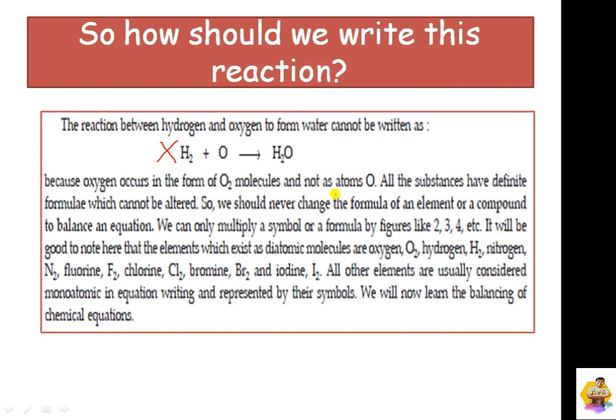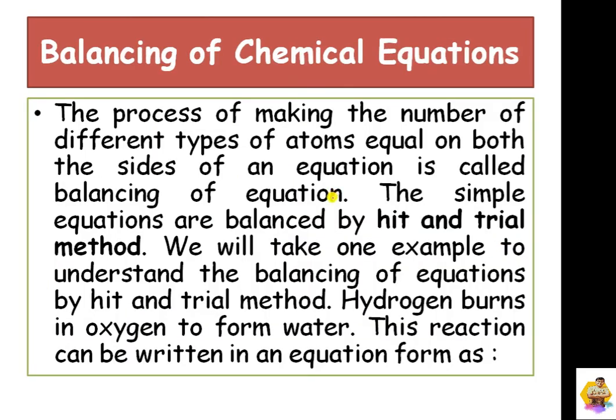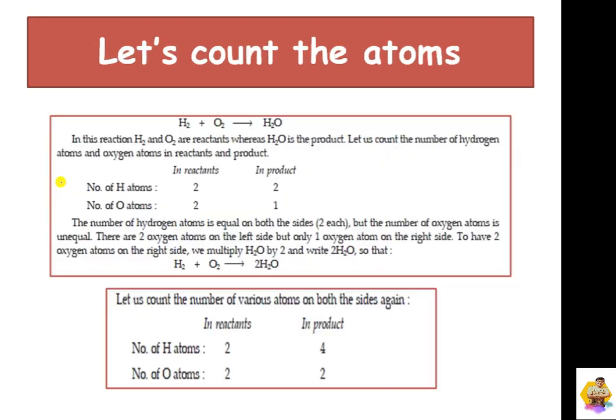So now, to balance a chemical reaction, we apply a method called the hit and trial method. I'm going to take the same example and balance it by the hit and trial method. See, H2 plus O2 will give us H2O. Now we know that the number of hydrogen atoms is the same on both sides, but the number of oxygen atoms is not the same. So there is where the problem lies.